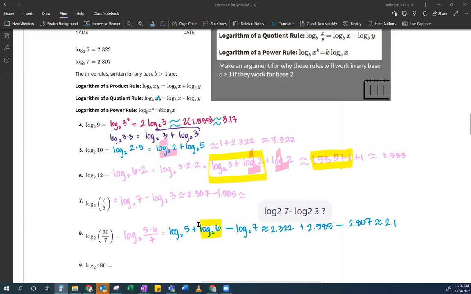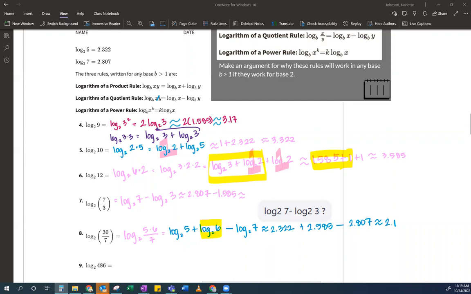Someone said, hey, Ms. Johnson, I wrote this all as log base 2 of 30, and I did this kind of work off to the side. Is that okay? Yeah, as long as you show me what 5 times 6 and 7, this part here, then we're fine. Or this part, how you have it in the chat is fine.